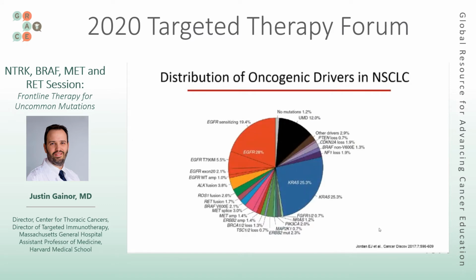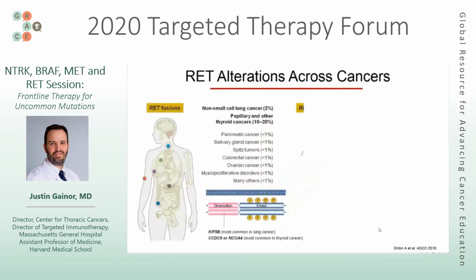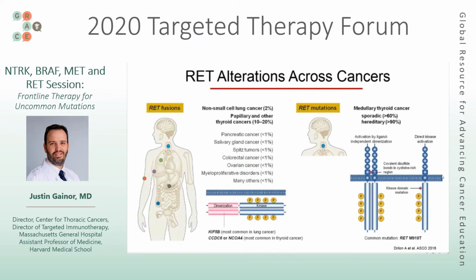This is a different version of the pie charts that Dr. Sand showed you, and so today we're going to be focusing on 4 different alterations. We're going to be talking about RET, NTRK, BRAF, and MET. I'm going to start with the fusions just because the biology is similar, so I'm going to group those together and then we'll go to the others.